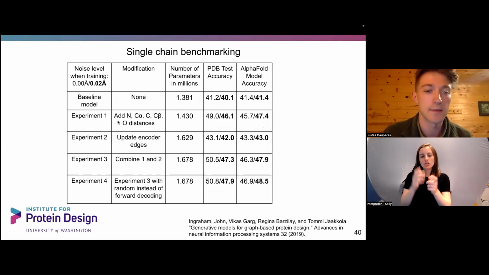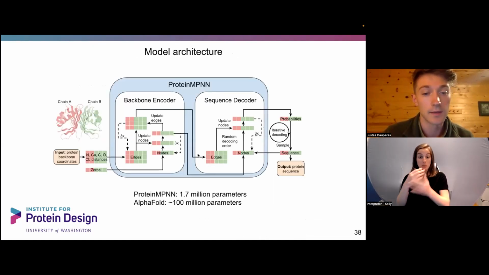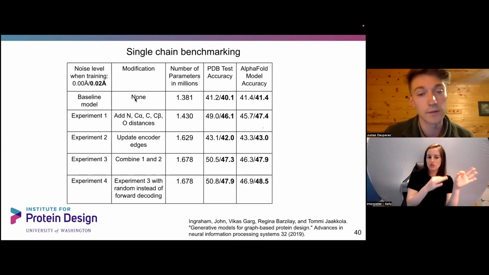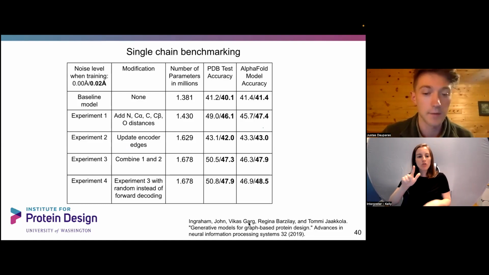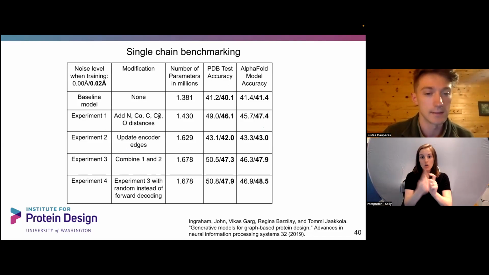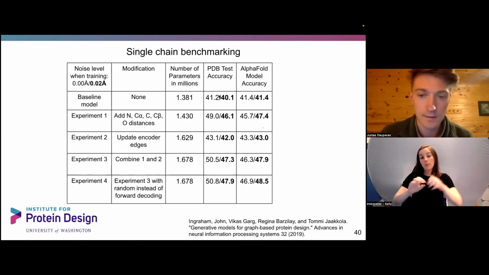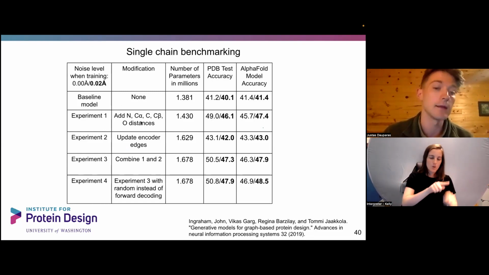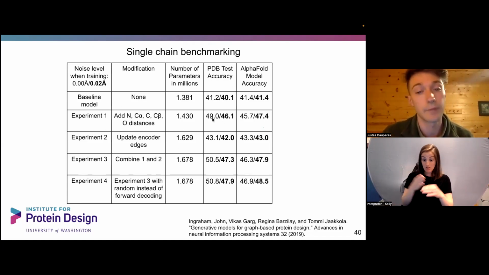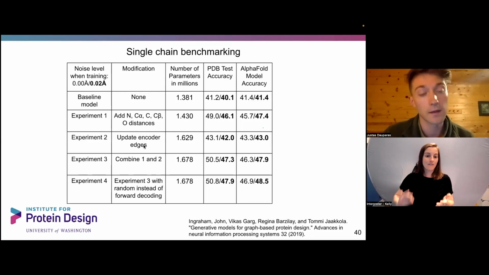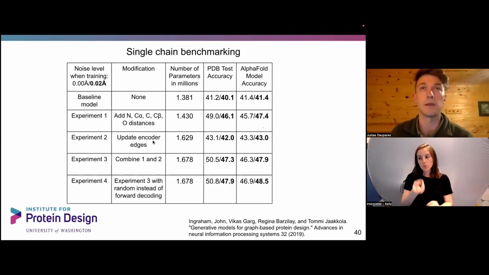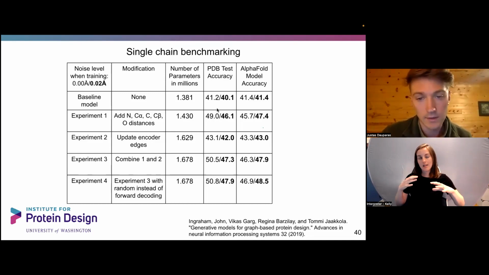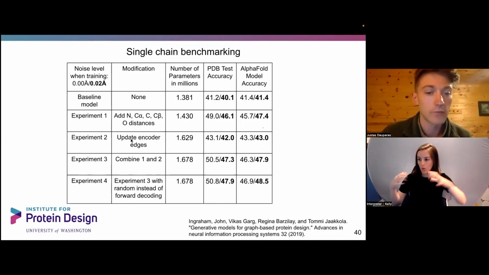This model is not going to exactly match the model that I just described here, because in this case there were some dihedral input features and so on. But if we take the baseline model that is exactly in this paper, and then we just change one thing at a time, experiment 1 is adding these distances as input features. We can see that the sequence recovery straight away goes from 41 to 49%. So adding the interdistance feature was definitely a really helpful inductive bias. And then updating encoder edges, since the vanilla MPNN only has node updates and no edge updates, gives a small increase compared to the baseline. And if we combine 1 and 2, we get a slightly higher boost.